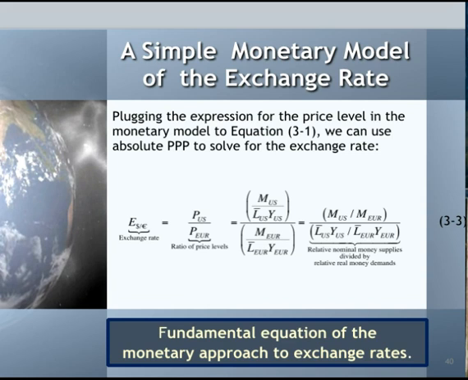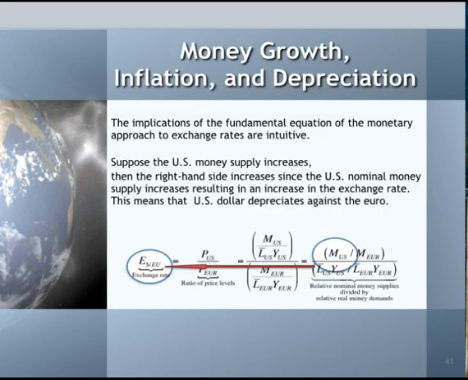So let's play with this equation a little bit. Let's suppose that the U.S. money supply increases. What do we expect to happen to the exchange rate? Well, if the money supply in the United States increases, we can look at this equation and notice that the only impact this should have on exchange rates is that this variable should cause the exchange rate to increase.